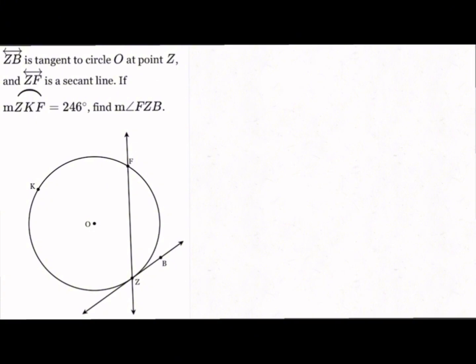Line ZB is tangent to circle O at point Z, and line ZF is a secant line. If the measure of arc ZKF is 246, find the measure of angle FZB. 1, 2, 3, 4, and 5.